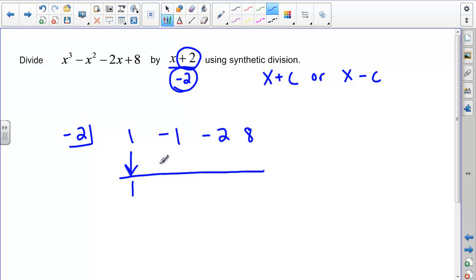Negative 2 times 1 is negative 2. Negative 1 and negative 2 is negative 3. I add down. I multiply back up. Negative 2 times negative 3 is a positive 6. Negative 2 plus positive 6 is positive 4. And then negative 2 times 4 is negative 8. I get a 0 here, and that's my remainder.